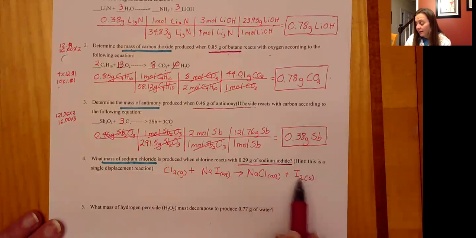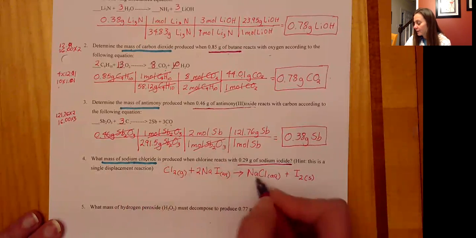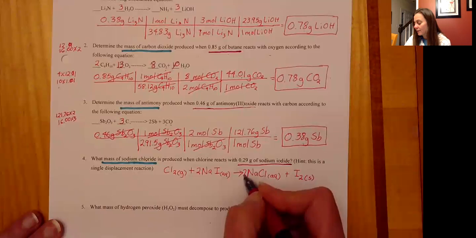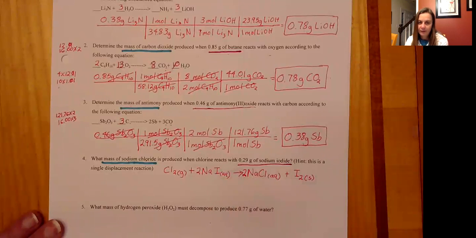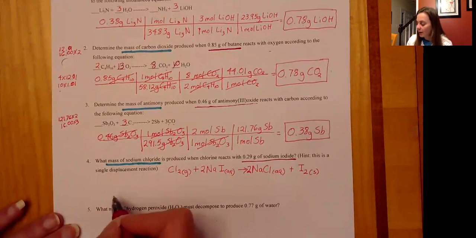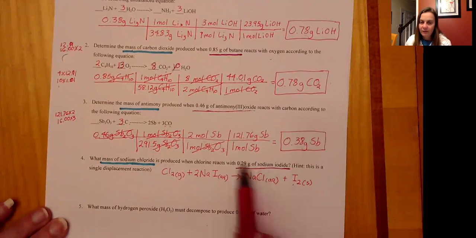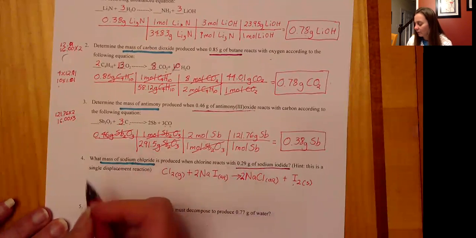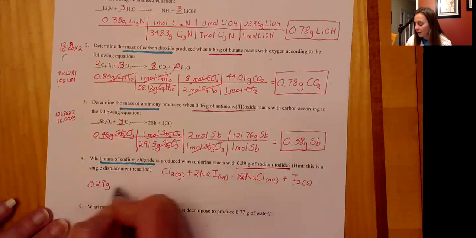So I have 2 iodines, I'm going to put a 2 in front of NaI. I have 2 chlorines, I'm going to put a 2 in front of NaCl. I have 2 sodium and 2 sodium, and we're balanced. So our next step is we've balanced our chemical equation, we've identified the given and the unknown, and we're going to start with what's given. So we're going to start with 0.29 grams of sodium iodide.